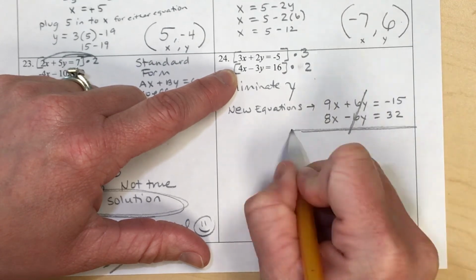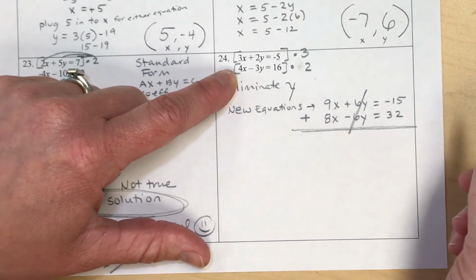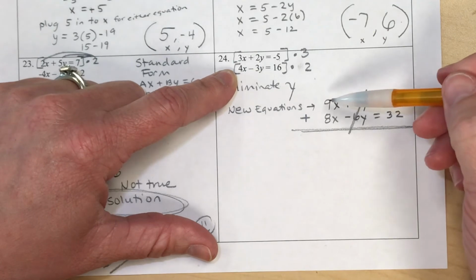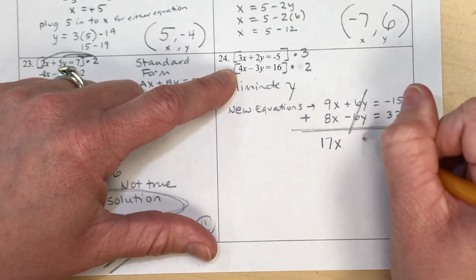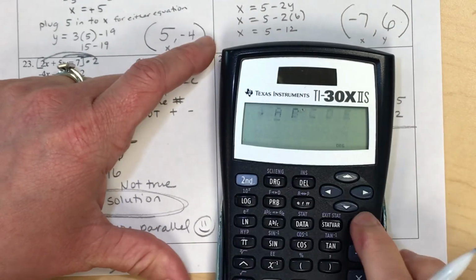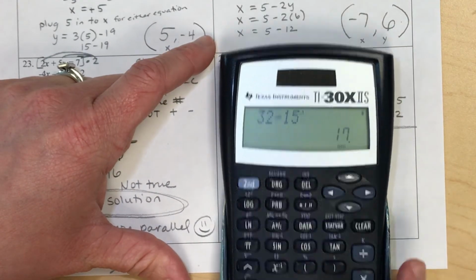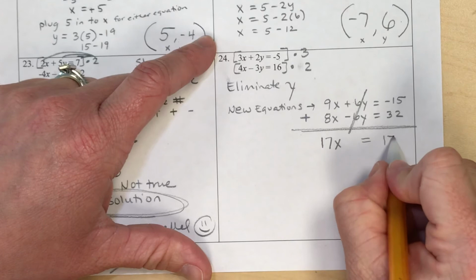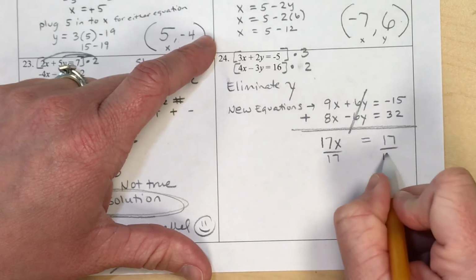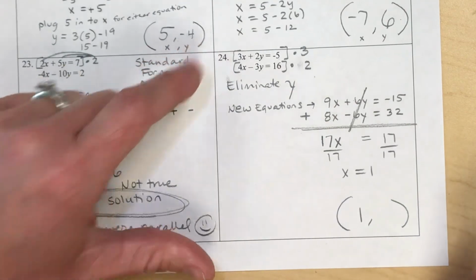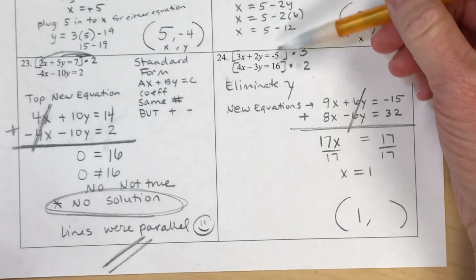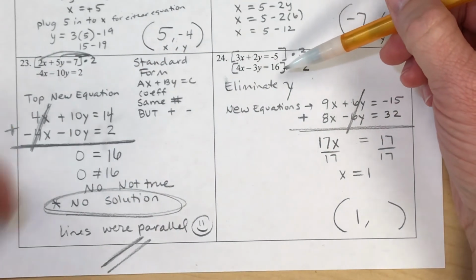And now I will add, combine like terms, add my equations together. 9 plus 8 makes 17x, and 32 minus 15 is 17. If I divide by 17, I get x equals 1. So there's half of my answer. Plug 1 into either equation and you can solve for your y.